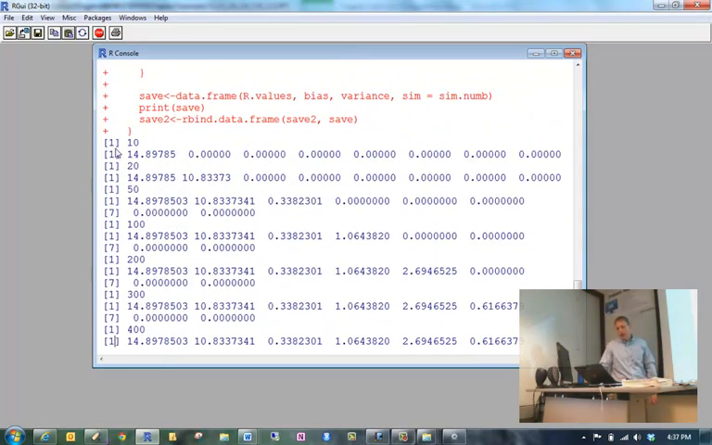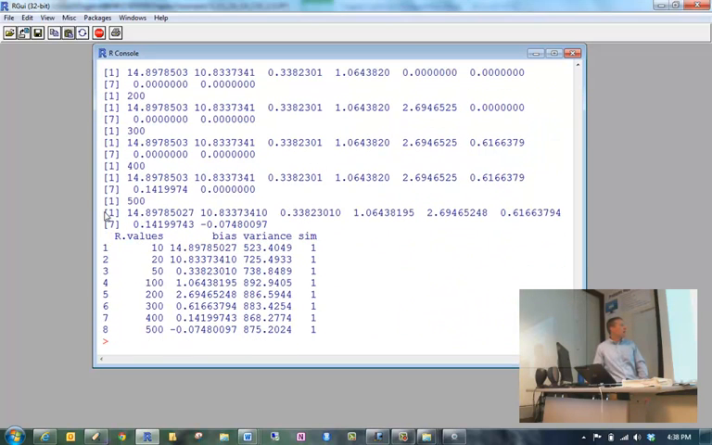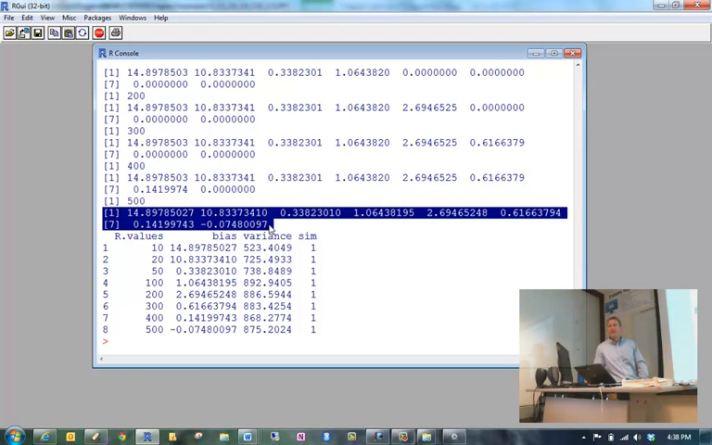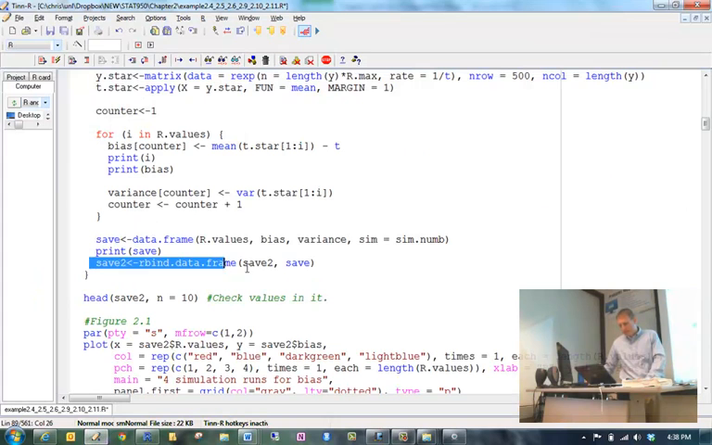Okay, look what happened. The first time through that inner loop, when I was 10, here's my bias vector. Second time through that inner loop, I is 20, meaning R is 20. And look at my bias being put in there. Then we'll do one more. I equals 50. Here's my bias, and so on. So that eventually, down here, this would be my final save. And then save gets put into this save 2.